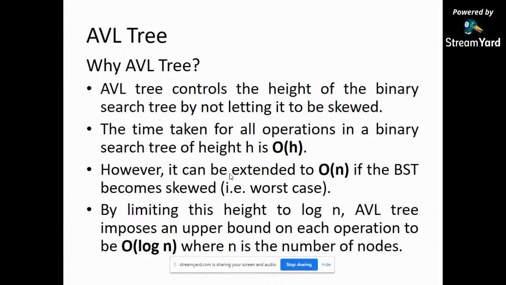Now, why AVL tree? Why not the binary search tree? AVL tree controls the height of the binary search tree by not letting it be skewed. That's why we are using AVL tree. The time taken for all operations in a binary search tree of height h is O of h. However, it can extend to O of n if the BST becomes skewed. That is the worst case. By limiting this height to log n, AVL tree imposes an upper bound on each operation of O of log n, where n is the number of nodes. So here you can see that it is reduced by half.